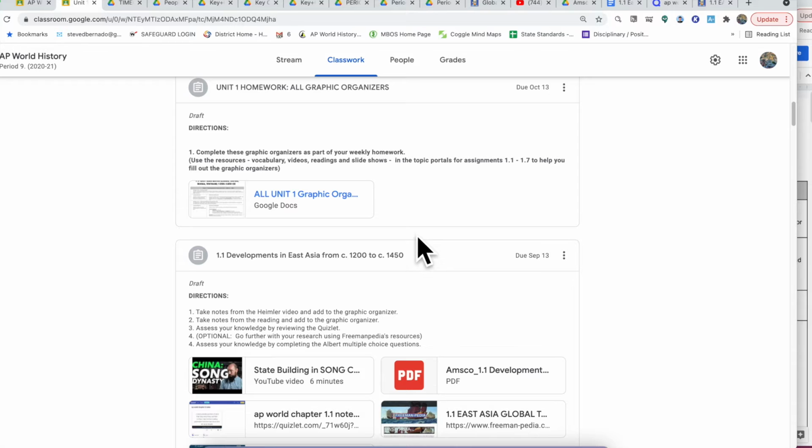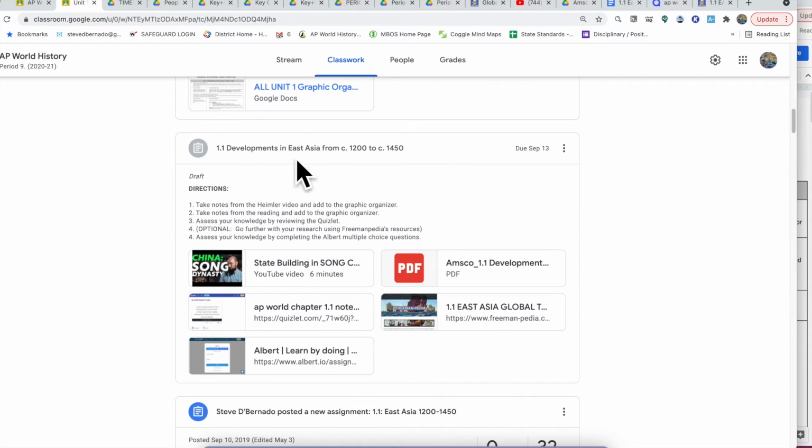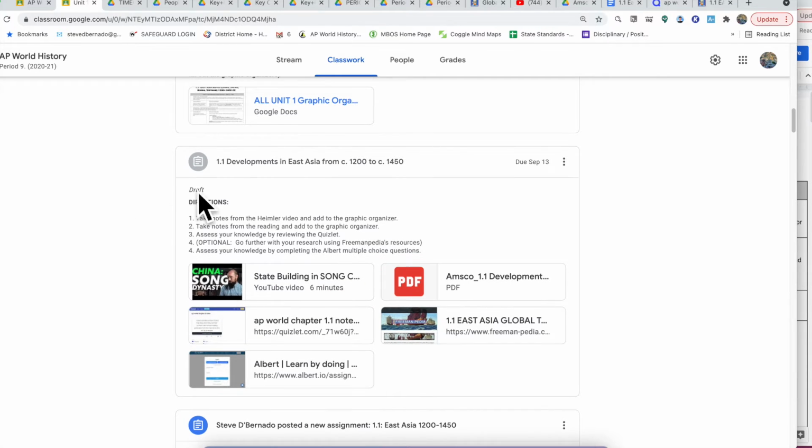Now, underneath this Unit 1 graphic organizer for all the topics, you can see 1.1, developments in East Asia. These are the materials you use for the first graphic organizer, 1.1. This is how you complete your homework. So for that first section of this Unit 1 graphic organizer, 1.1, you're going to watch this 6-minute video, and you're going to add big ideas into the graphic organizer, bullet points. This is big context, okay?